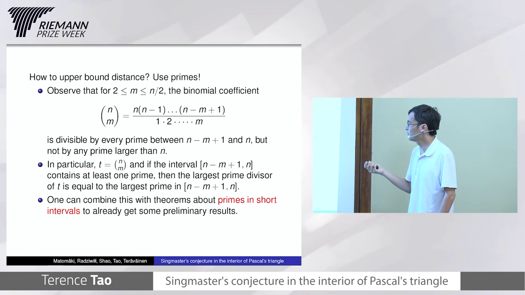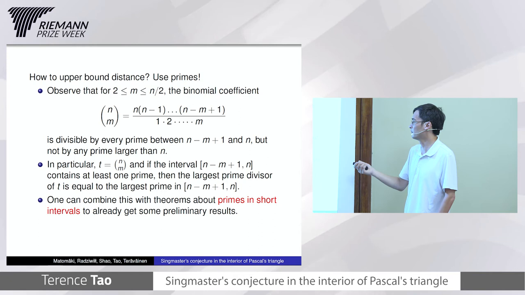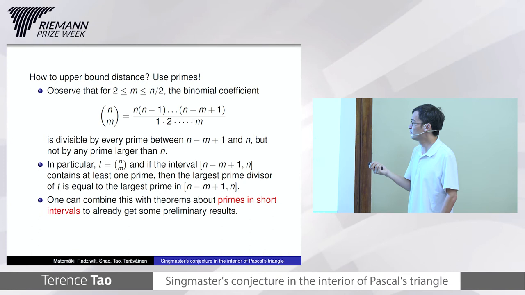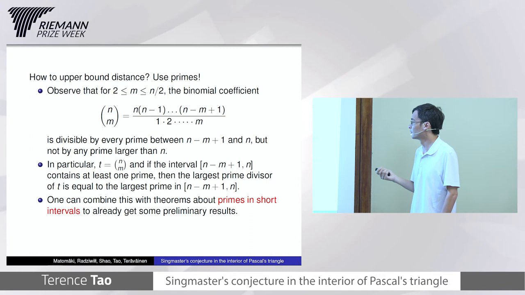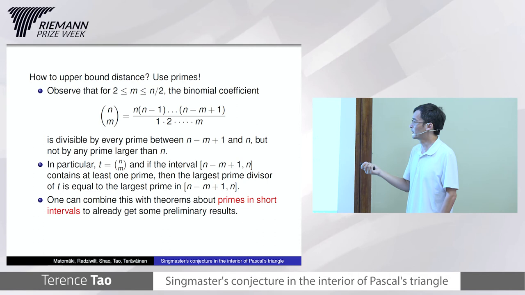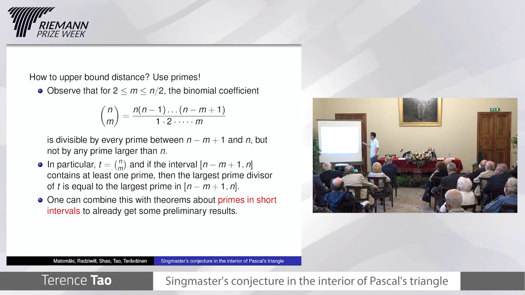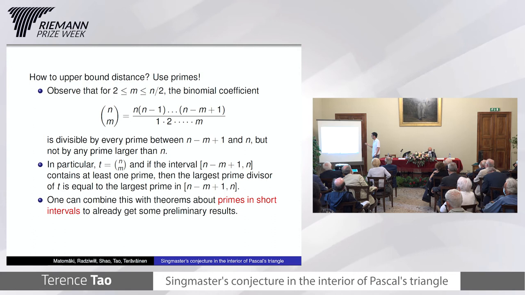Once you have this factorization, this tells you a lot about the prime factors of this number. So for instance, if p is a prime that's bigger than n, any prime bigger than n will not divide this binomial coefficient because it doesn't divide anything in the numerator. On the other hand, any prime between n minus m plus 1 and n will divide this binomial coefficient, because if there's a prime in here, it's going to show up once in the numerator and no times in the denominator. So this binomial coefficient is divisible by every prime in this interval between n minus m plus 1 and n, and no prime after that.